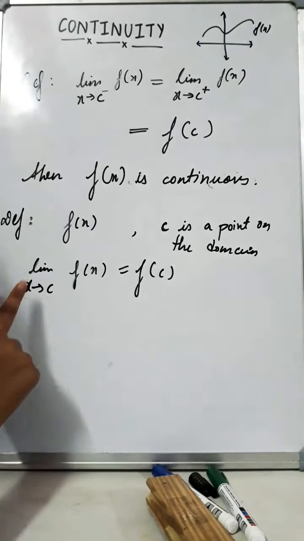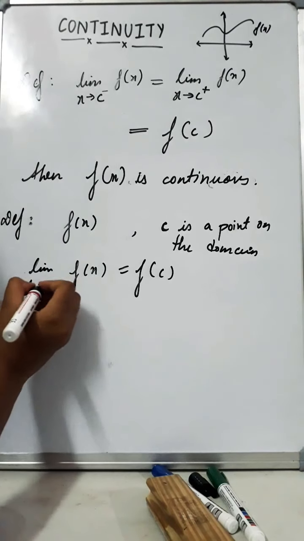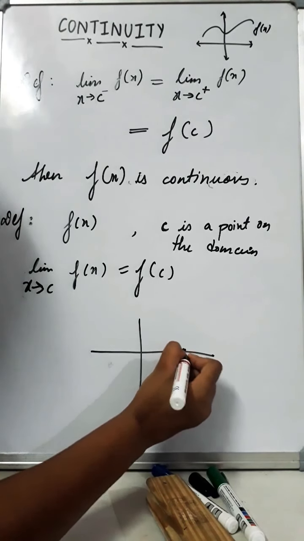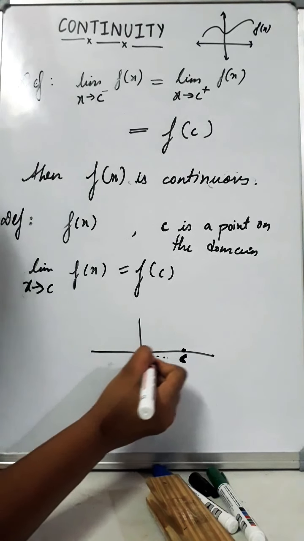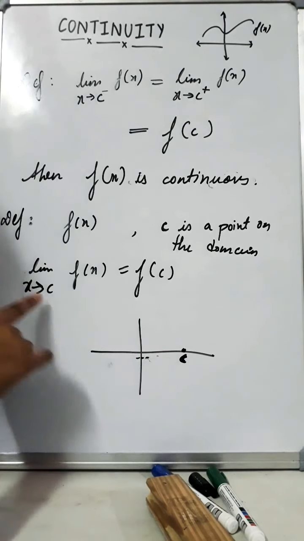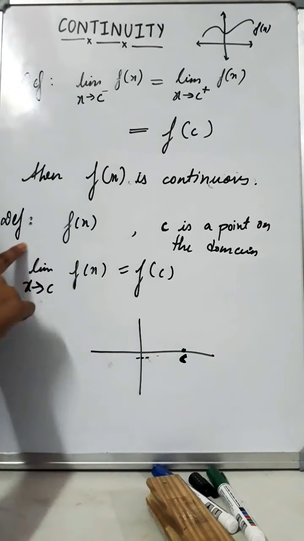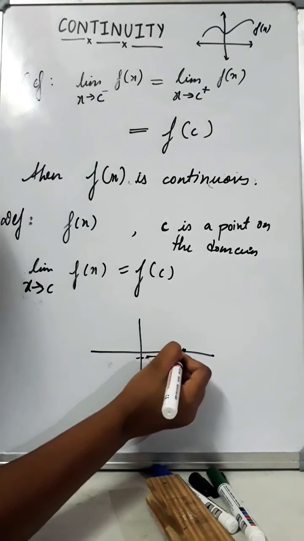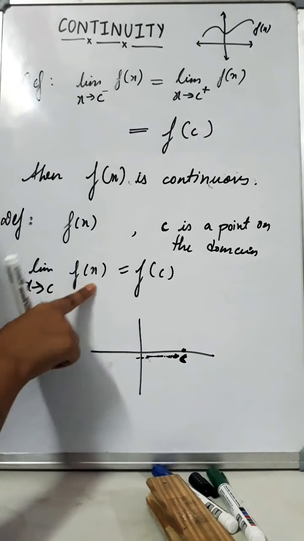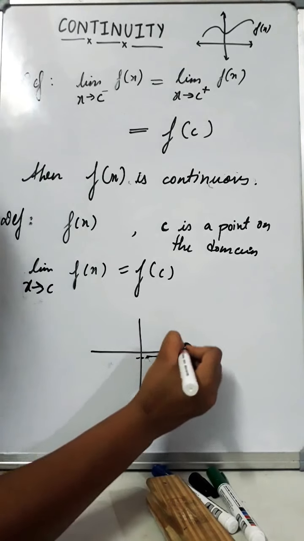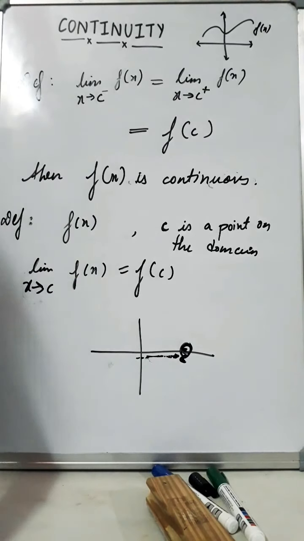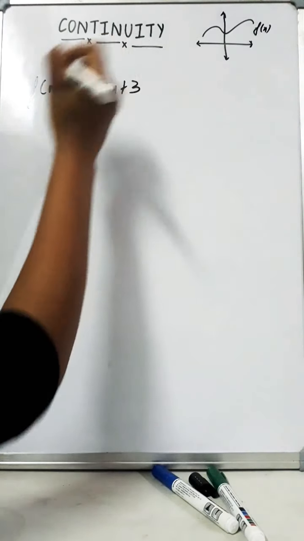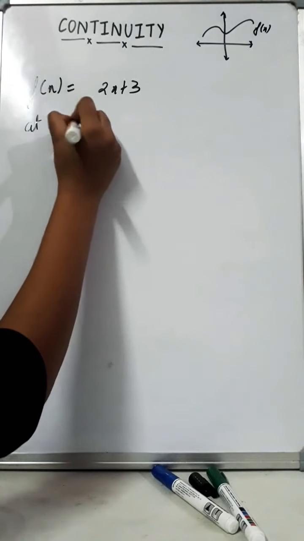It is equal to the value of the function when x tends to c. Suppose this is a point c, and we are tending towards this point, means slowly we are tending, we are not exactly at c right now. Little by little we are tending towards c, and if you get the same value as the value at this point, then your function is continuous. Suppose f(x) is equal to 2x plus 3 and we have to check the continuity at x is equal to 1.